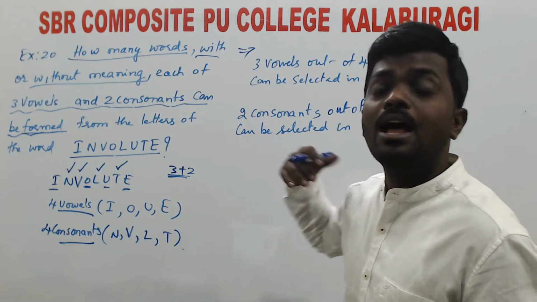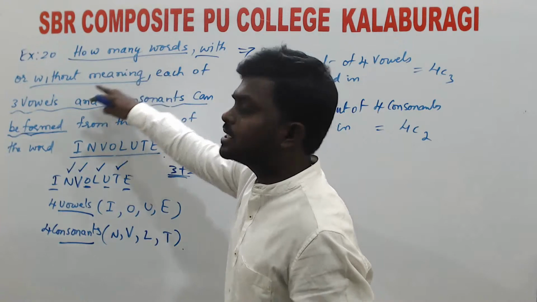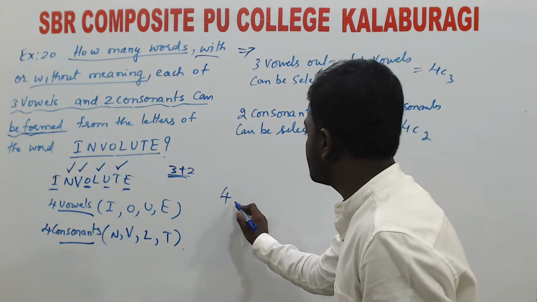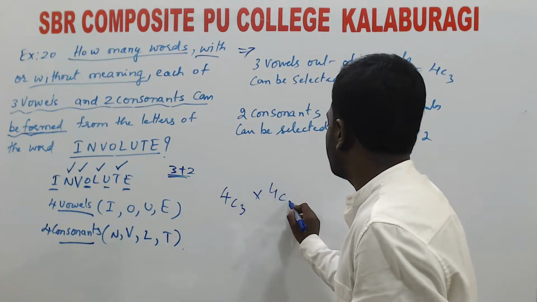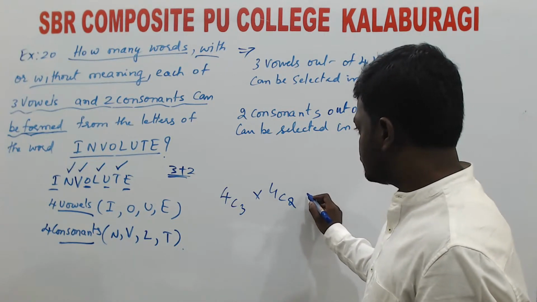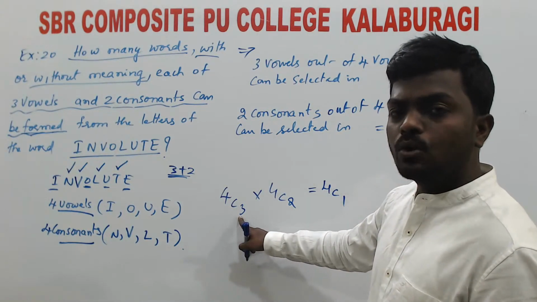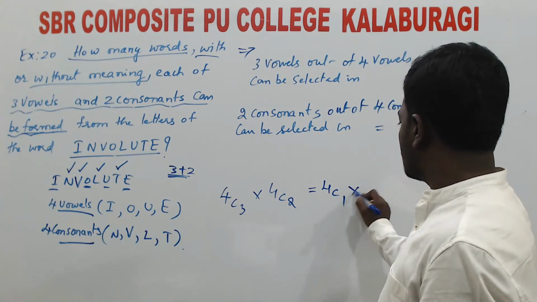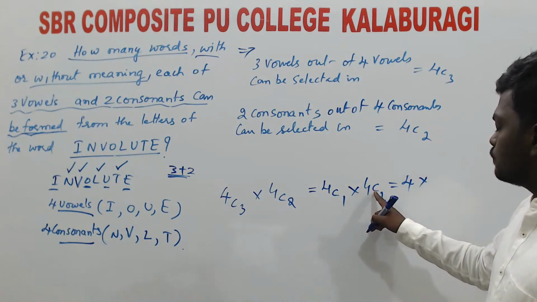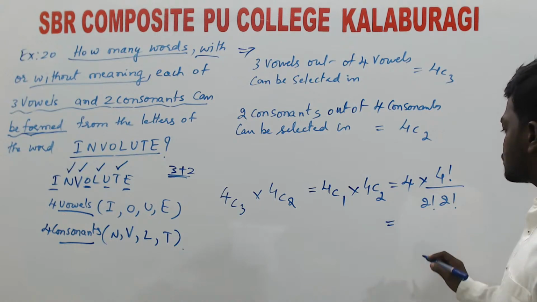Now we have to form an arrangement. You have to arrange the letters in some definite order to get the words with or without meaning, and the work is still going on. So the total number of ways will be 4C3 into 4C2, students. Let me solve this. 4C3 is nothing but 4C1, using the formula nCr equals nC(n minus r). Into 4C2. So 4C1 is 4. Now 4C2 is 4 factorial by 2 factorial into 2 factorial.